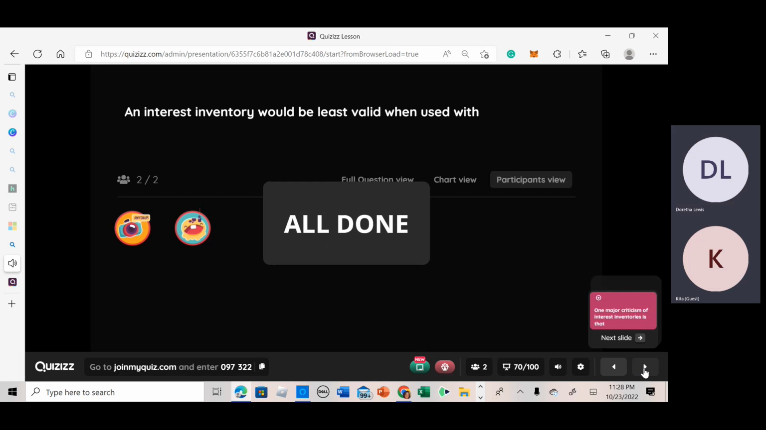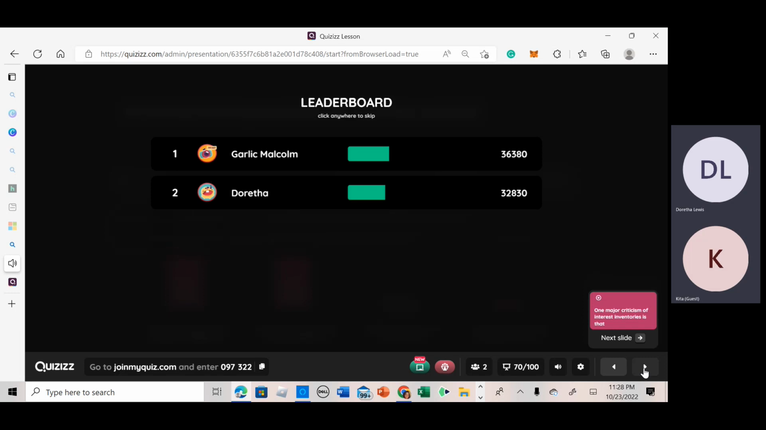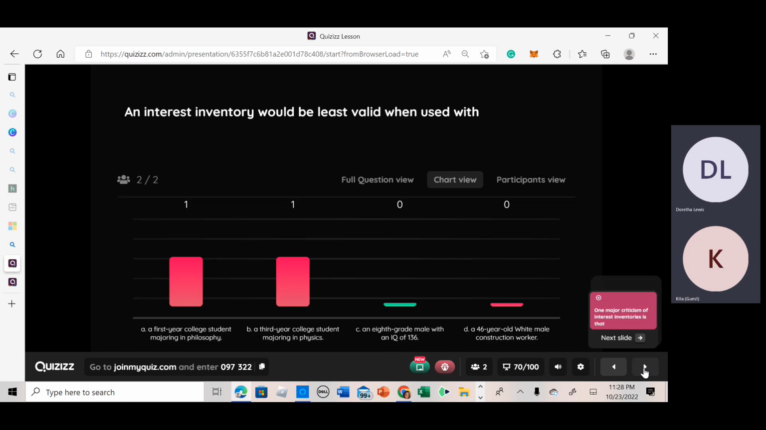An interest inventory would be least valid when used with a C, eighth grade male with an IQ of 136. The keyword is least valid. If you think it's the eighth grader, they're still in school.